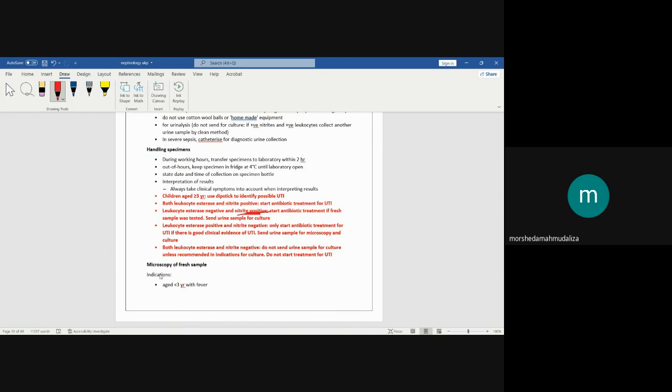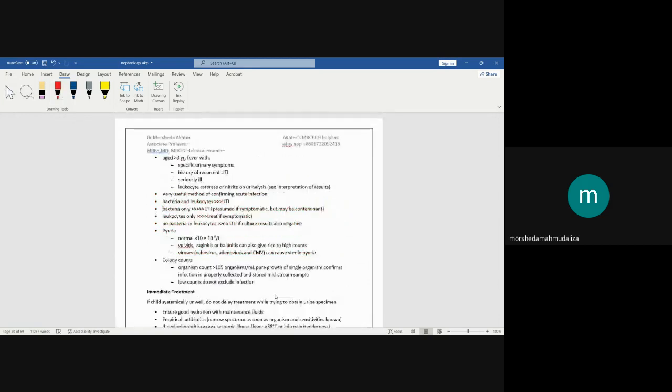But an important thing is how you collect the urine. It's very important, especially when you send for urine RE. One question we get is that in children less than 3 years, you can't take a midstream urine, which is the ideal method. For less than 3 years, we will do a suprapubic aspiration. Its sensitivity and specificity are very high. So you will consider these things.